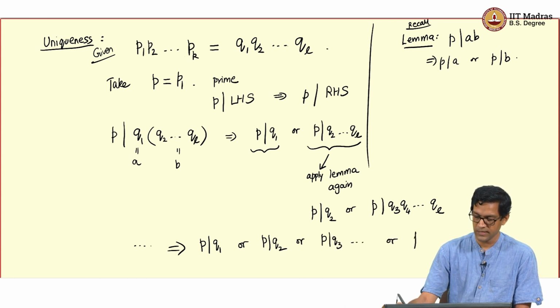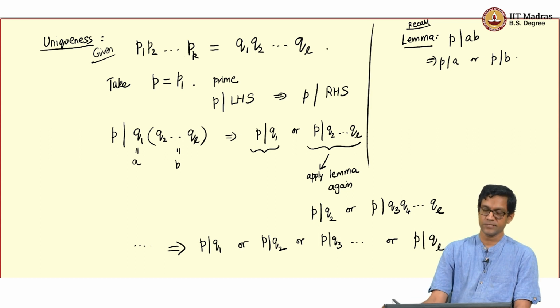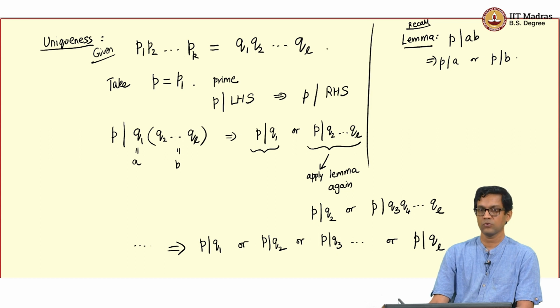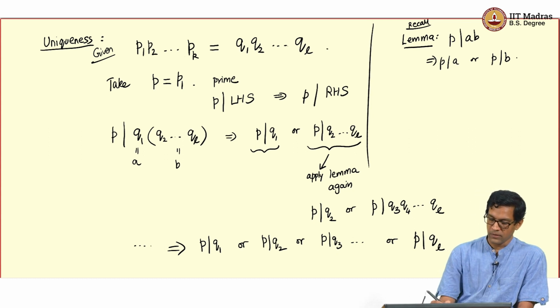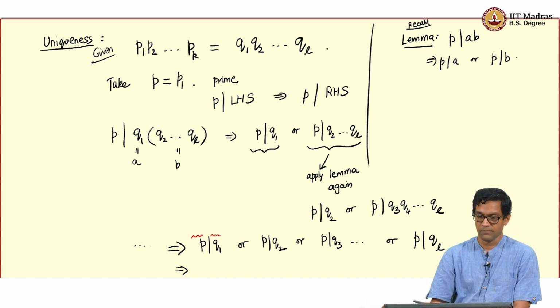So, I conclude that this prime p must divide one of these primes on the right hand side. It divides q1 or it divides q2, q3 and so on. Okay. But observe that this is a very sort of strange situation. I have a prime p which is dividing another prime q1, right.